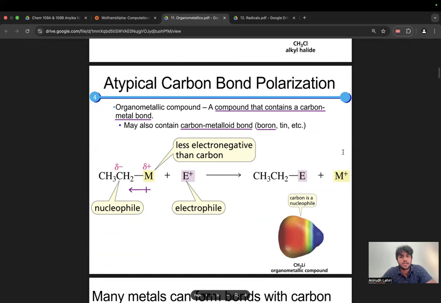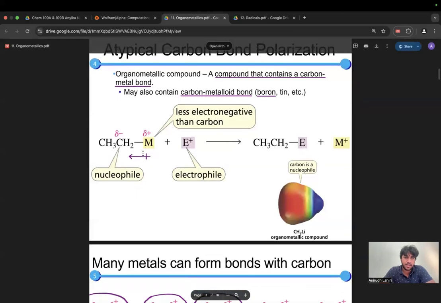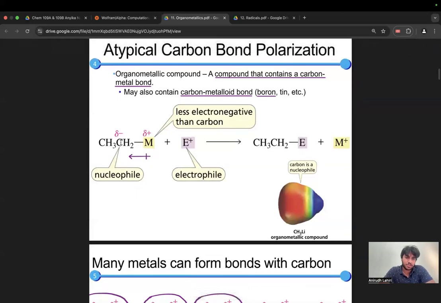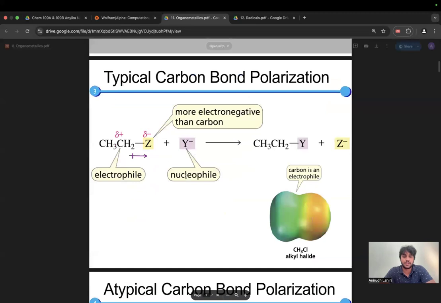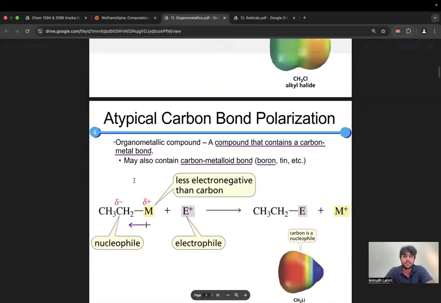An organometallic is a compound that contains a carbon-metal bond. It also can contain a carbon-metalloid bond, boron, tin, some transition metals, whatever. For the purposes of this class, it's a metal. So this actually means that the C is a partial negative and the M is a partial positive, which makes this a nucleophile attacking an electrophile, versus what we saw here, a nucleophile attacking an electrophile the other way.